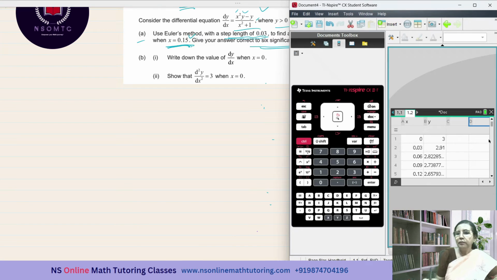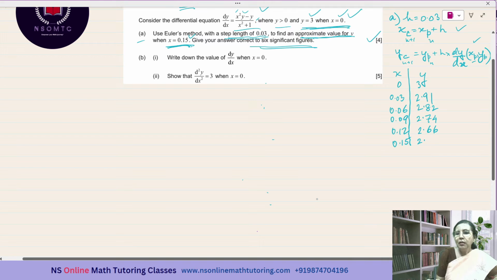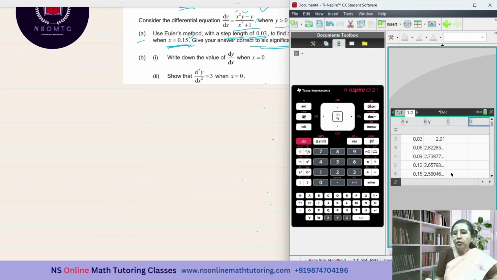And then the final one. Okay, it is 2.58046. Now, if you are not sure, because they have displayed only 6 digits, and the question is saying we have to give the answer correct up to 6 significant figures, so we are not sure of what will be the next digit. In that case, you can just copy this. Just copy this one.